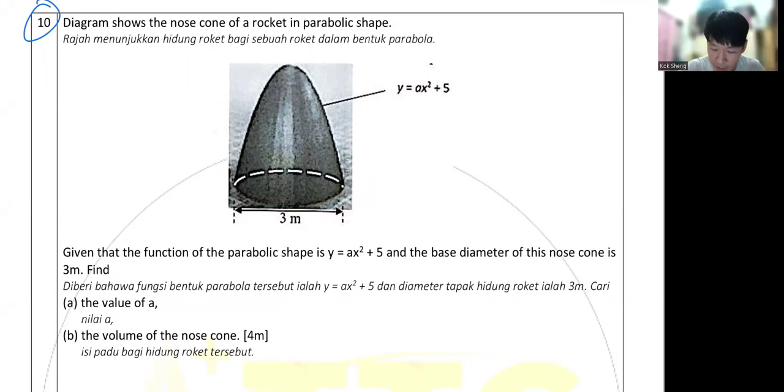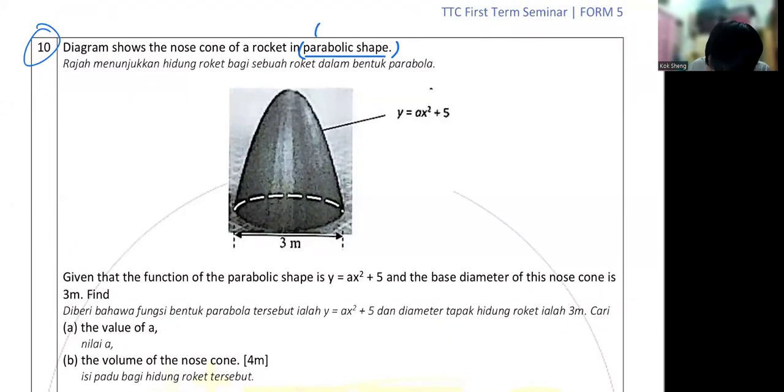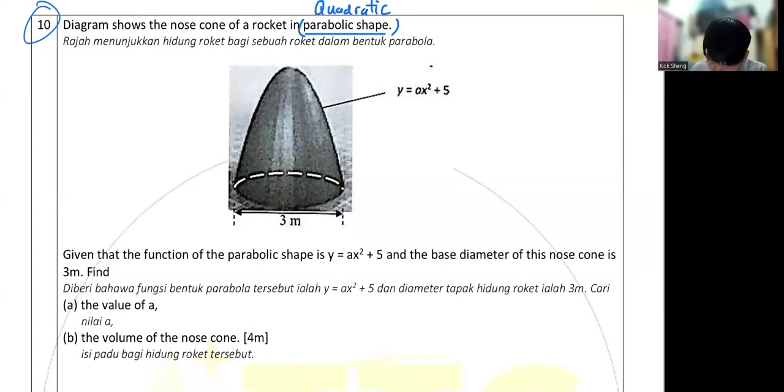Okay, let's see here. Diagram shows the nose cone of a rocket in a parabolic shape. Parabolic means it's a quadratic. So it's either a sad face or a smiley face. Okay, the first part here. Given that the function of the parabolic shape is y equals ax squared plus 5, and the base diameter of this nose cone is 3 meter, as shown in the picture here.